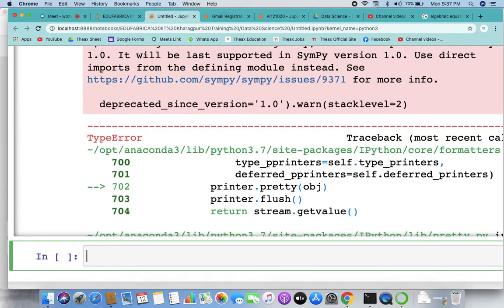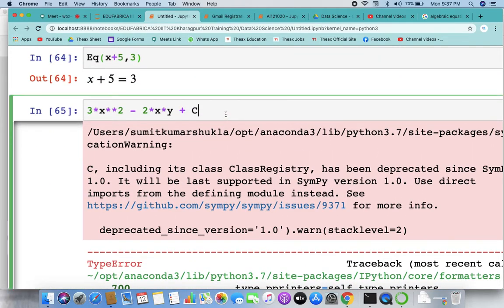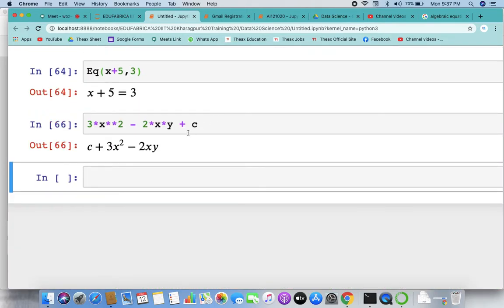C plus 3x squared minus 2xy. Okay? And you get the things, so it gets arranged accordingly. Like in sets, you get the arrangements according to the ascending order, same as that. So, equation framing is one of the important ones.